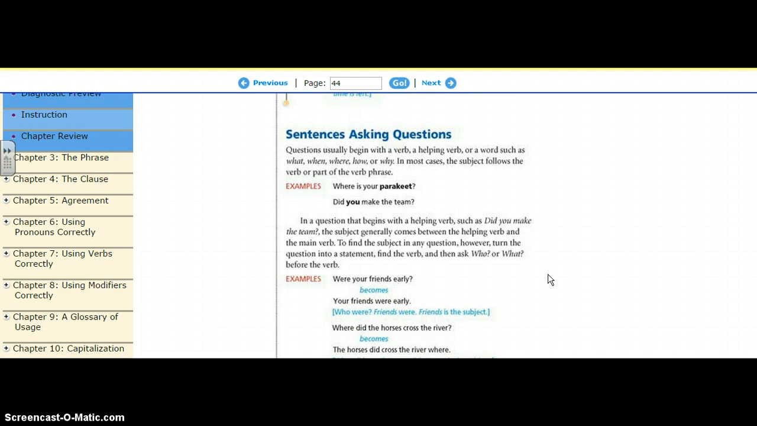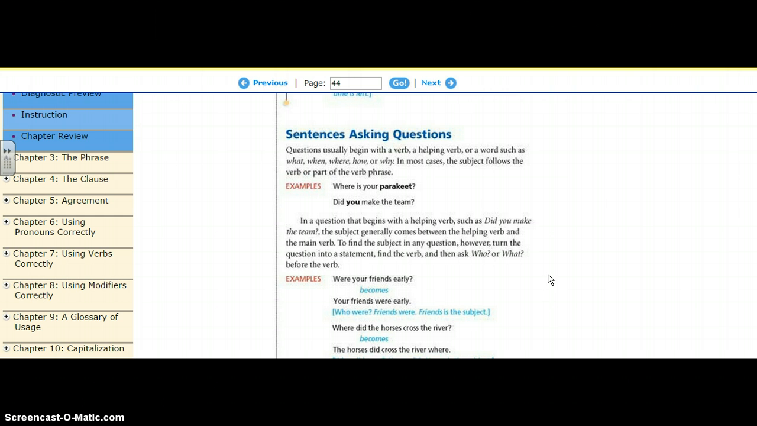In a question that begins with a helping verb, such as did you make the team, the subject generally comes between the helping verb and the main verb. So did make is the verb, you is the subject. To find the subject in any question, turn the question into a statement, find the verb, and then ask who or what before the verb.